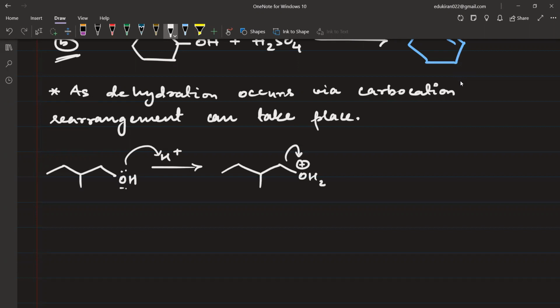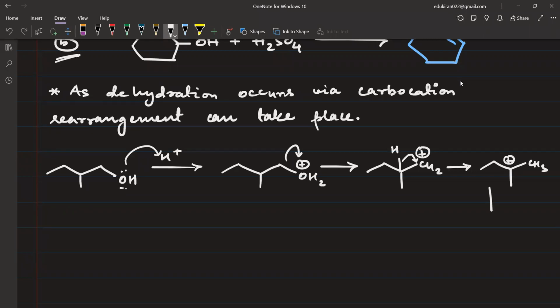Now this bond will break, leading to formation of a positive charge here. This is CH2 positive now. Now, as you can see here, there will be hydrogen because there are 3 bonds. There will be 1 hydrogen here. This hydrogen will attack on this carbon atom, leading to formation of another carbocation, which is tertiary carbocation. So this carbon has lost a hydrogen, so it will get a positive charge. And this CH2, it will get CH3 because this hydrogen has shifted.